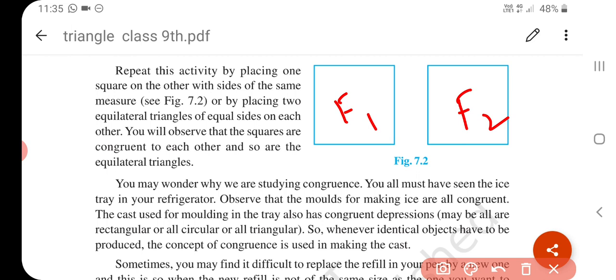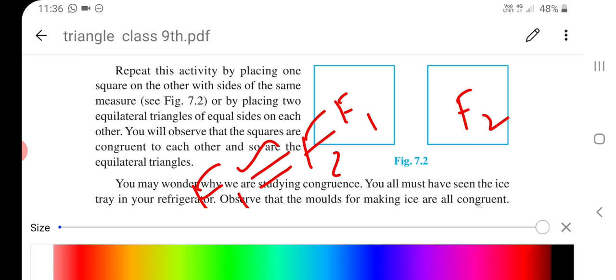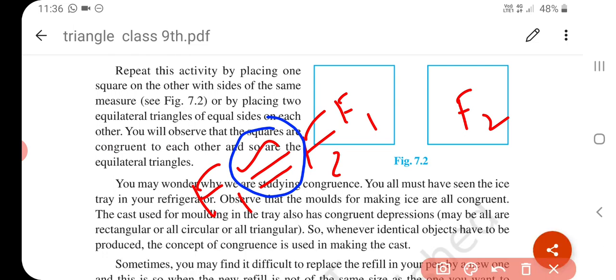If these are exactly superposed, then what can you say? Therefore F1 and F2 are congruent, and we write F1 is congruent to F2. Okay, this is the sign of congruent. What is the sign of congruent? This sign is called the congruency sign. If two figures are congruent, then we can write it and read it as congruent to. It is used to indicate the congruency of two figures. Sometimes it may be necessary to rotate or flip the figure.